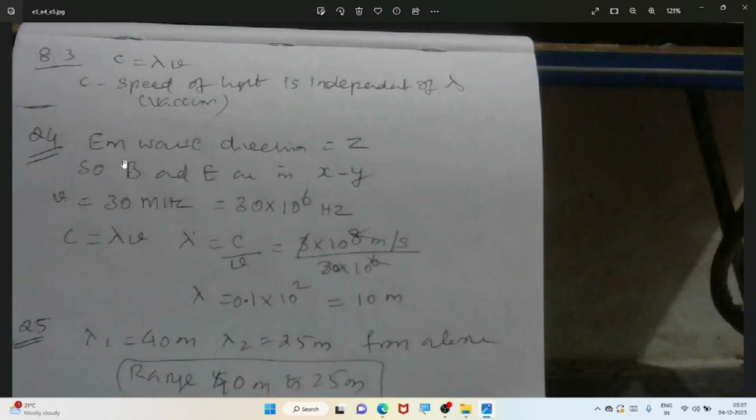In the z direction, the electric and magnetic fields will be perpendicular to this, they are in the xy plane. Frequency equal to this much. Find the lambda using this equation. C, the velocity of light in vacuum, equal to lambda into frequency. Lambda equal to this way, okay.